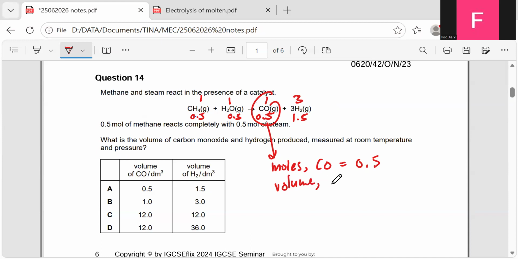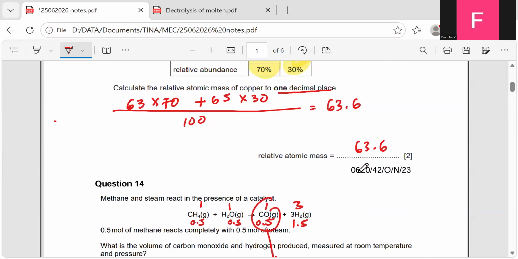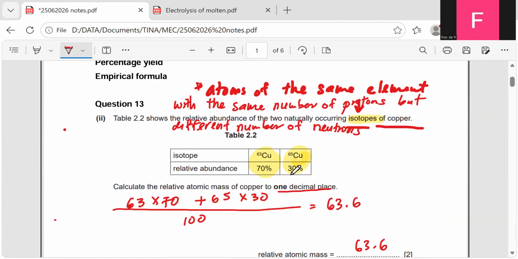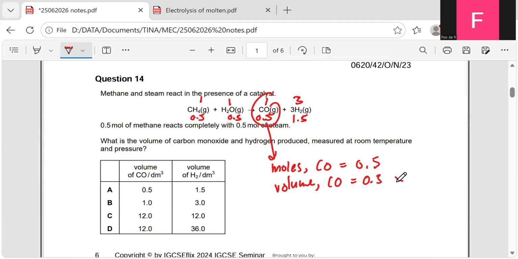Volume of CO: how do you calculate volume of a gas? Amount of moles is volume over molar volume. So volume would be moles multiplied by molar volume. So you take moles multiply 24. Molar volume is 24. You get 12. Now this is 1.5, so the moles of hydrogen is 1.5. So the volume will be 1.5 multiplied 24. How much is that? 36. Get it?